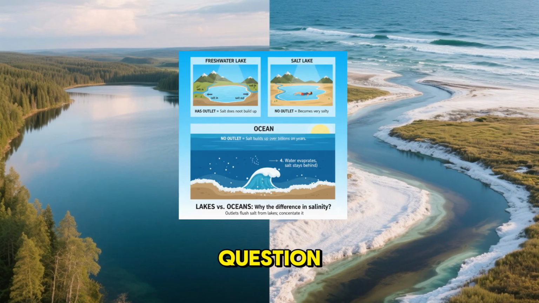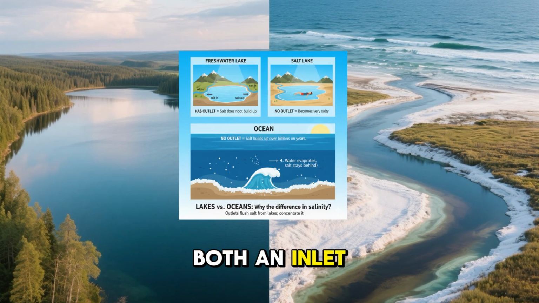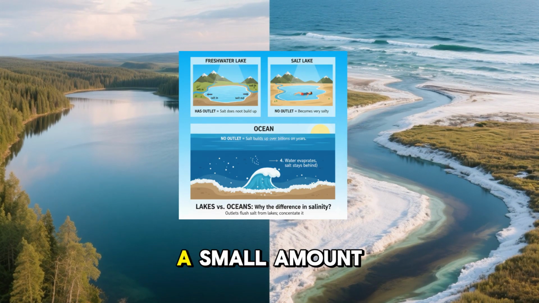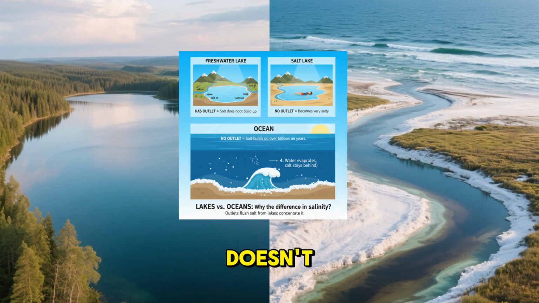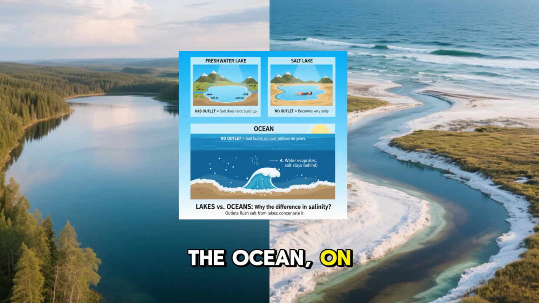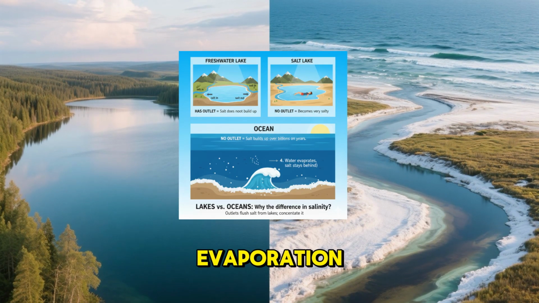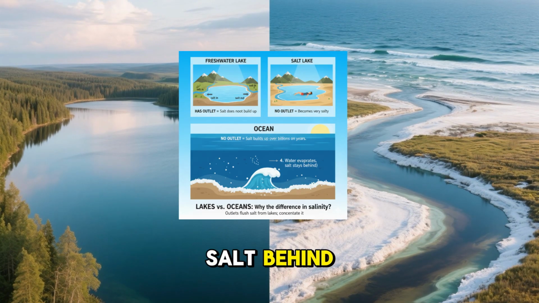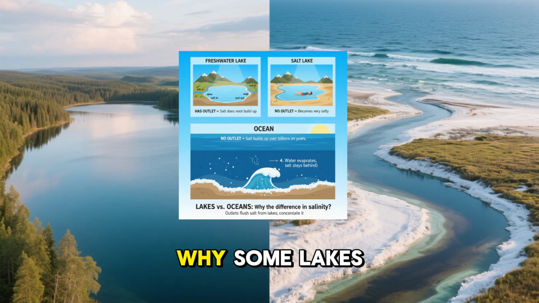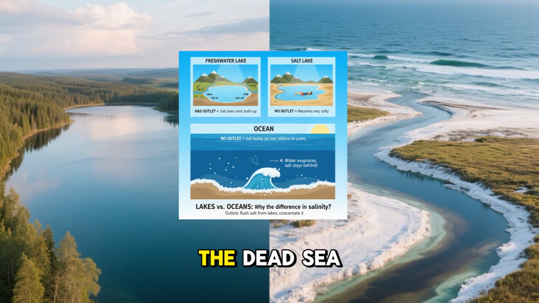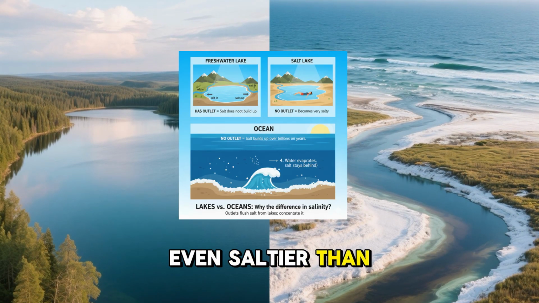This might lead you to another question. Why aren't lakes as salty as the ocean? Most lakes have both an inlet and an outlet. Rivers bring in a small amount of salt, but other rivers or streams carry it out. So the salt doesn't have a chance to build up. The ocean, on the other hand, is like a giant basin. Water can only leave it through evaporation, which, as we know, leaves the salt behind. Lakes have a way to flush out salt. Oceans don't. That's why some lakes, like the Great Salt Lake or the Dead Sea, which don't have an outlet, are incredibly salty, even saltier than the ocean.